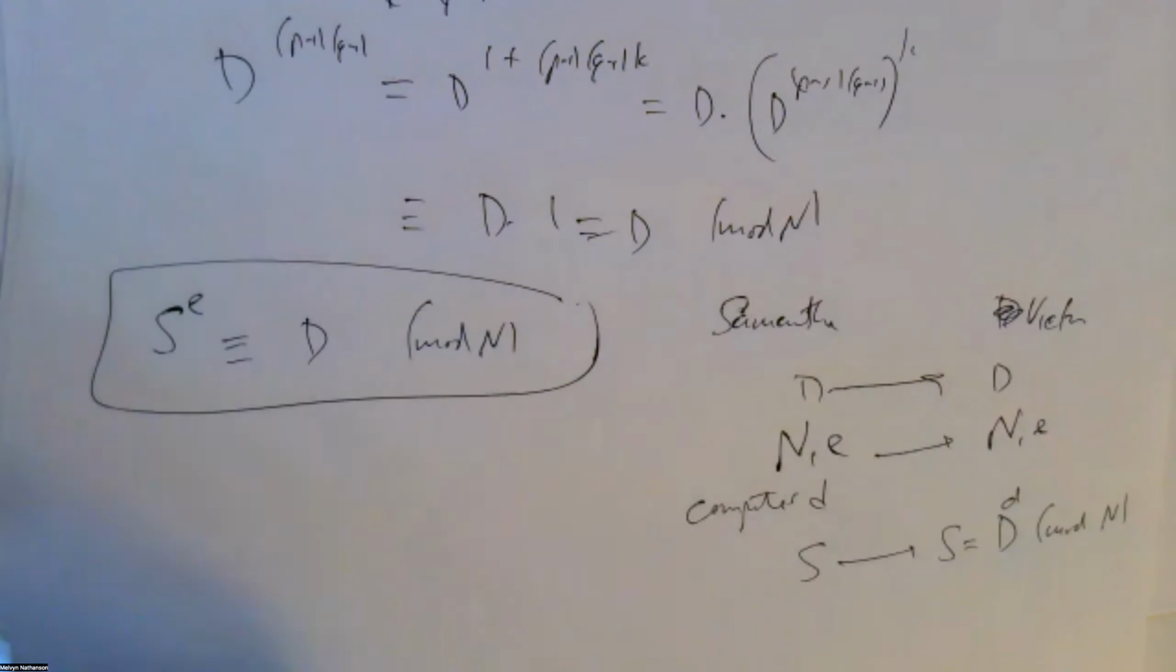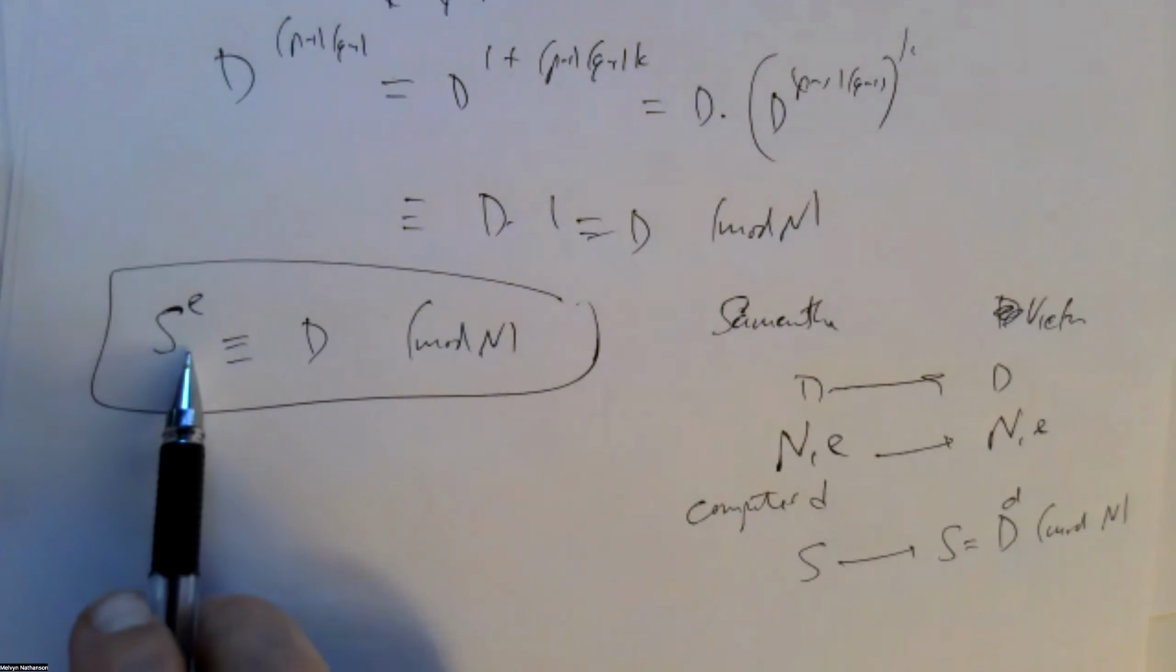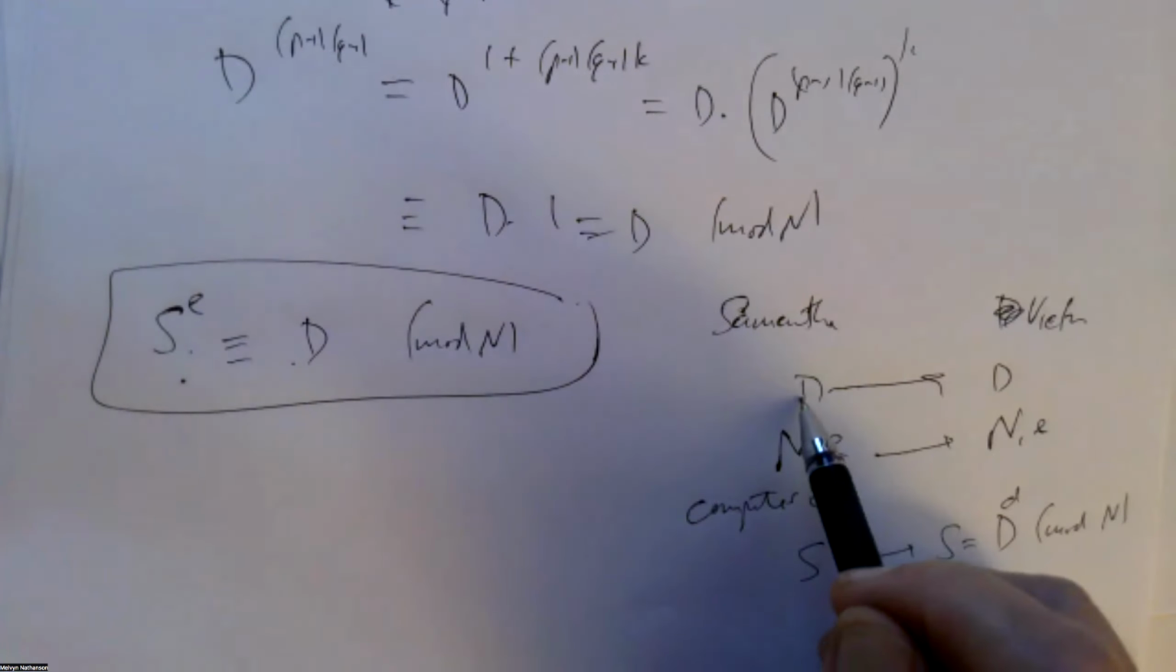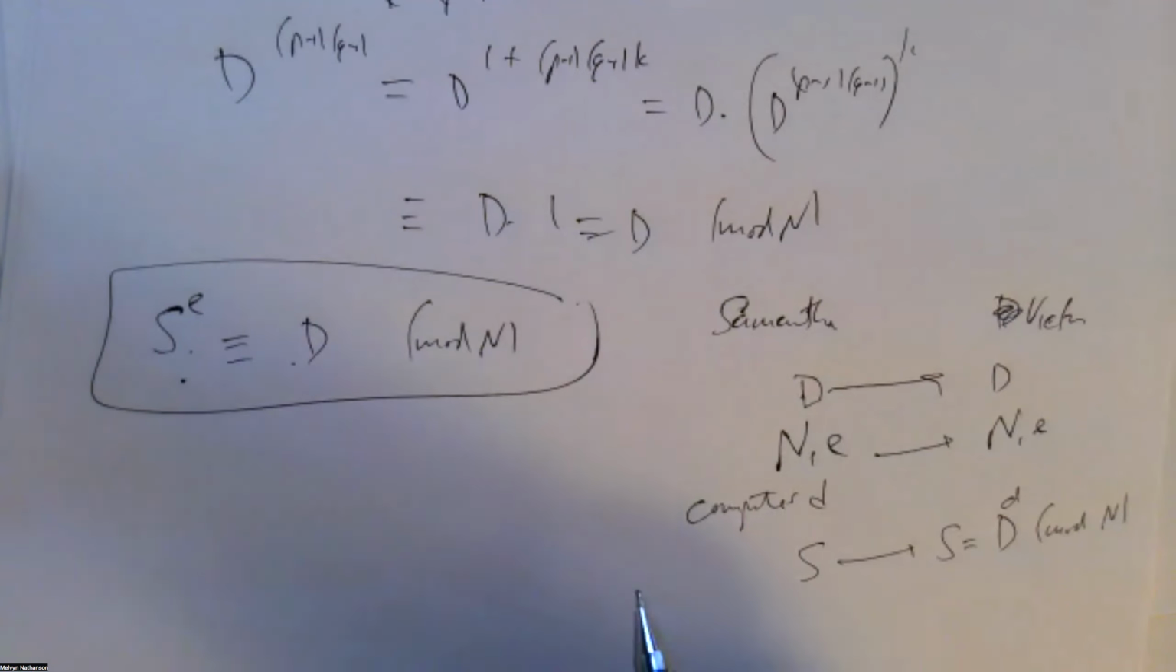And how do you verify this? You compute S to the power E and if you get back D, then you know the document D really did come from Samantha. So that's what's involved. Now, any questions about this? This is the RSA digital signature.